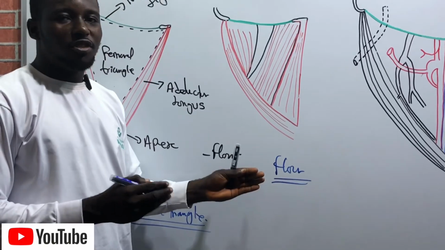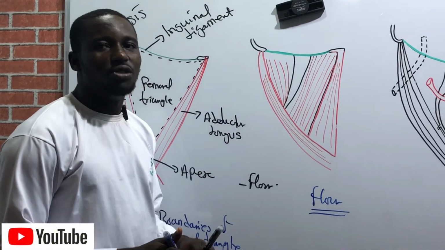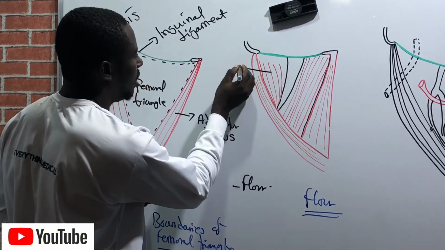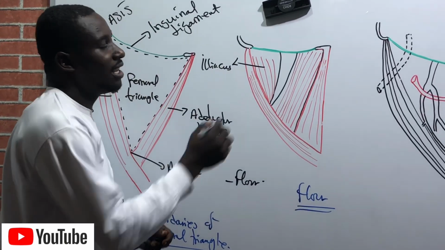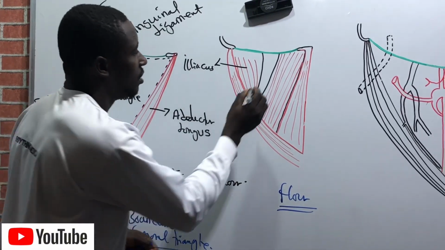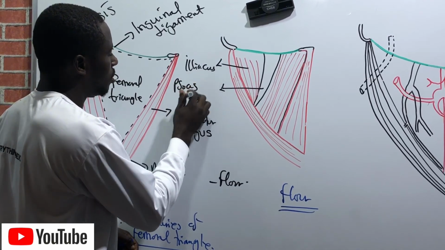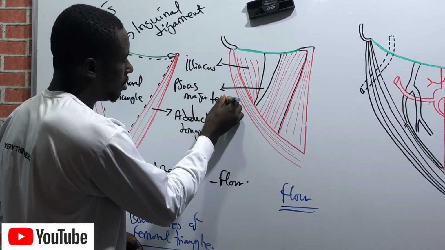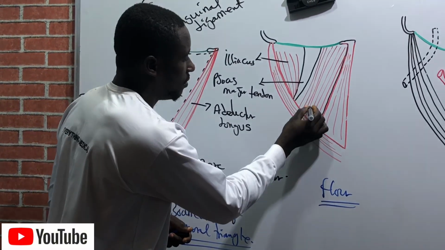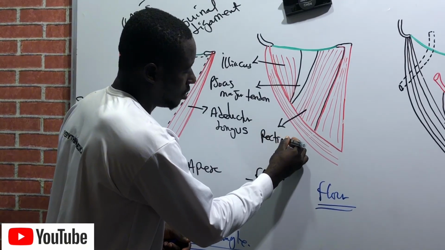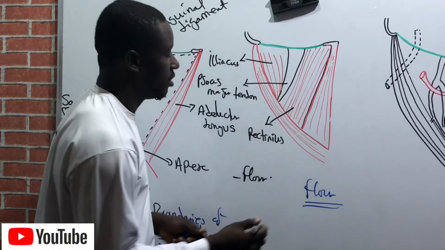Since the muscles are arranged from lateral to medial aspect, the first muscle that we'll be looking at here is the iliacus muscle, which is here. The next in line is the tendon of the psoas major, here is the psoas major tendon. While the next in line is the pectineus muscle. The last one is the adductor longus muscle.